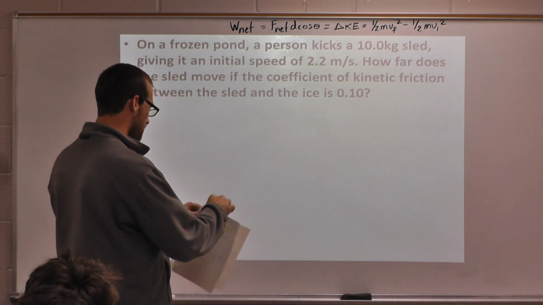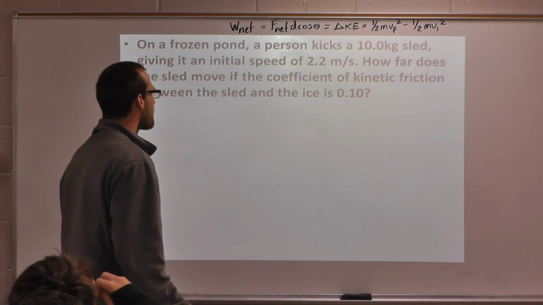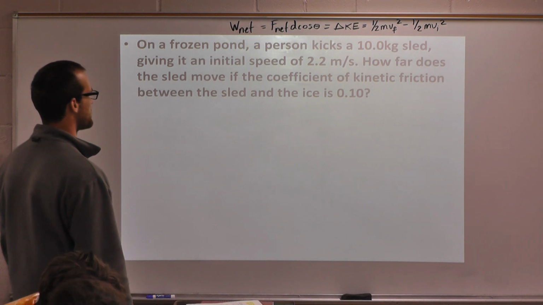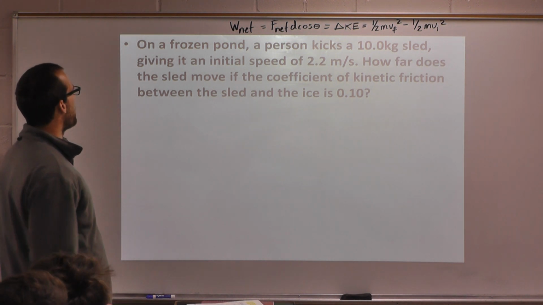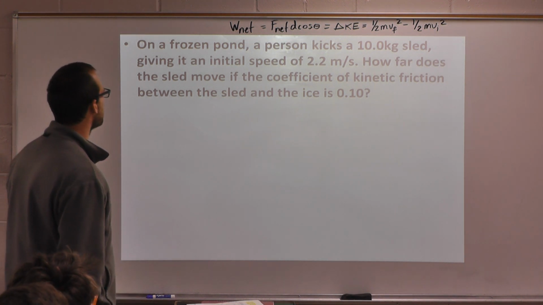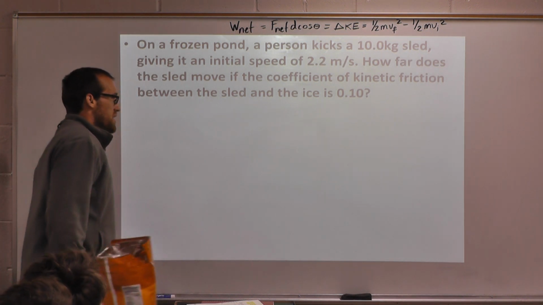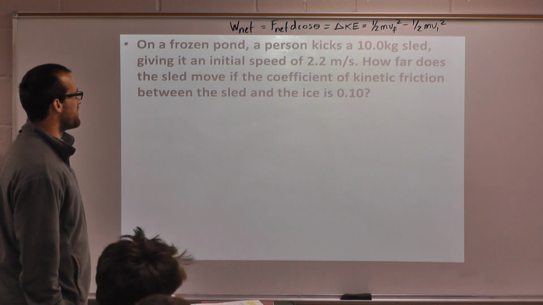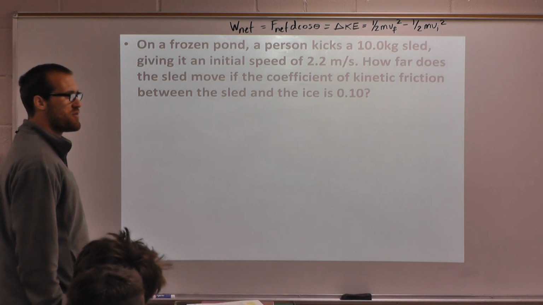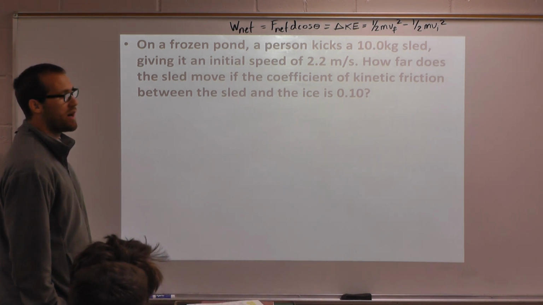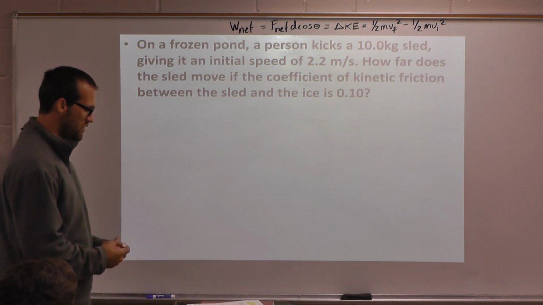Alright, this guy. Oh no, I see initial. Yep, we got some initial stuff here. Okay, on a frozen pond, a person kicks a sled, given an initial speed. How far does the sled move under a certain coefficient of friction? You're assuming that this is going to be until it stops. Okay? So there are some things that we know.